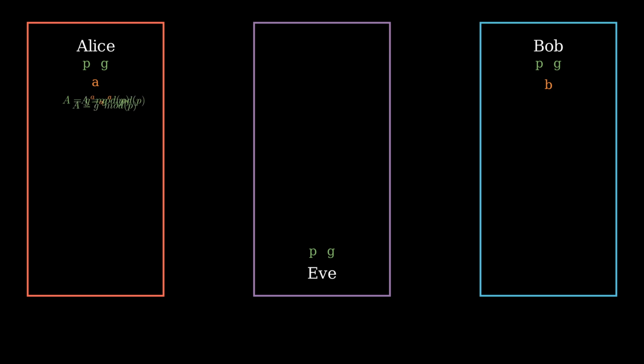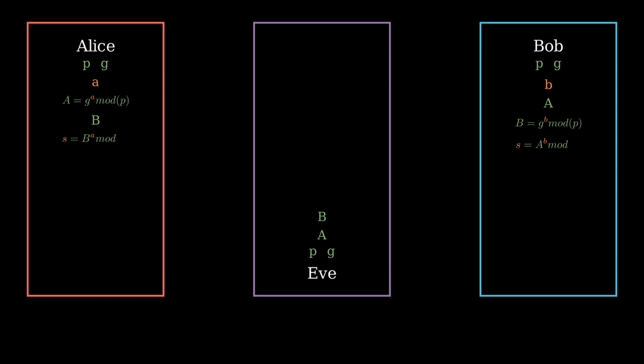Next, Alice is going to compute her public key, which we're going to call capital A, by computing G to her private key mod P and send that to Bob. Next, Bob is going to compute his public key by computing G to his private key mod P and send that to Alice.